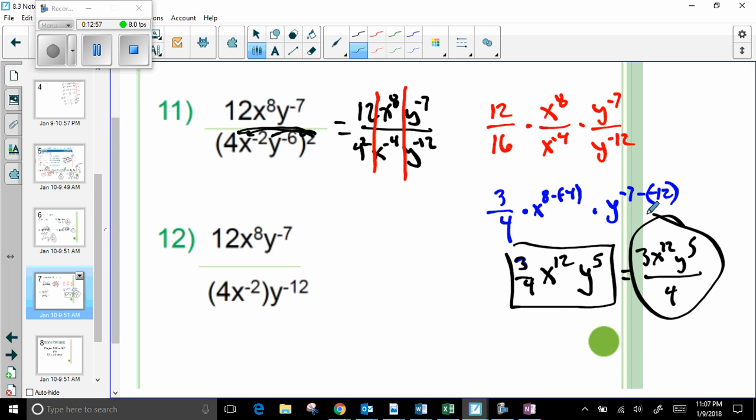Finally, our last one for this section, I'm going to let you try that one on your own real quick, see how you do, and then check back in. I'll give you the answer here in a few seconds.